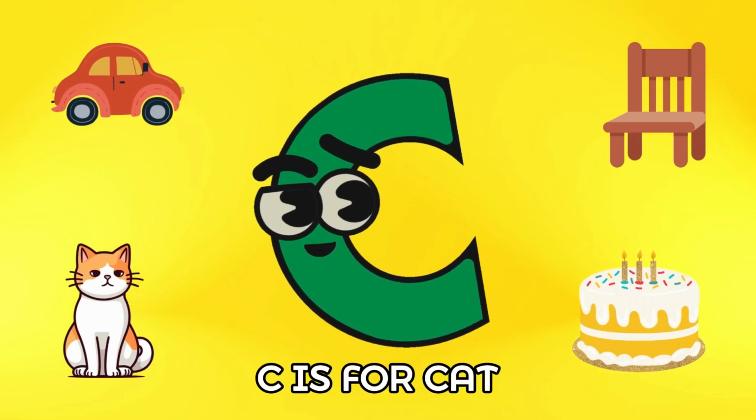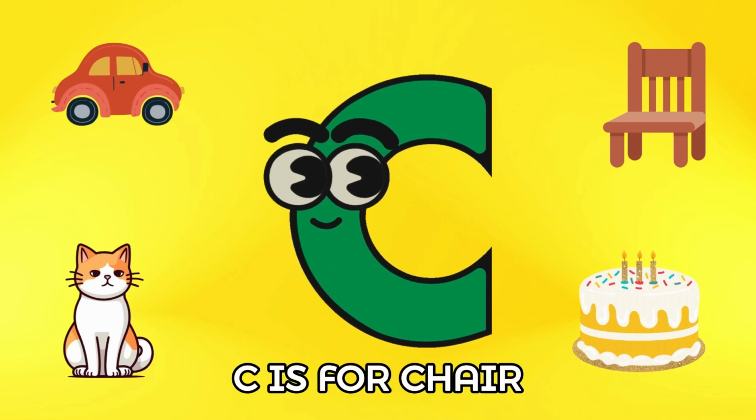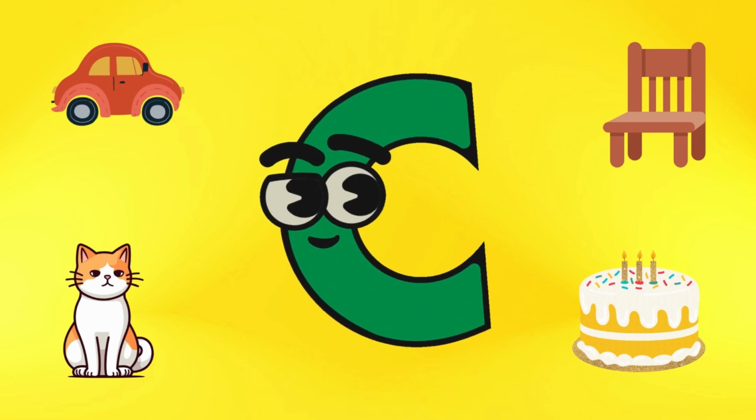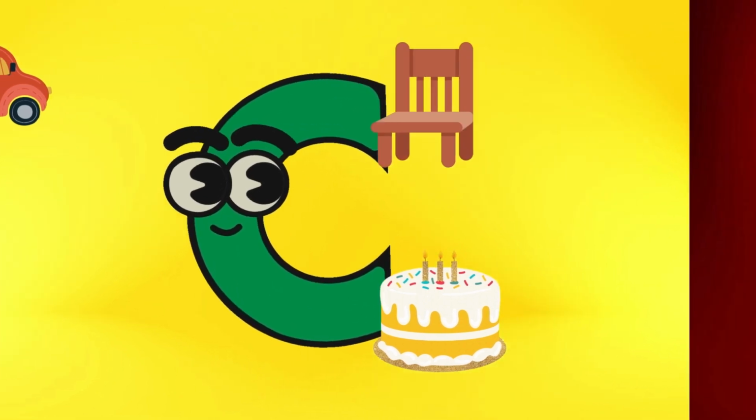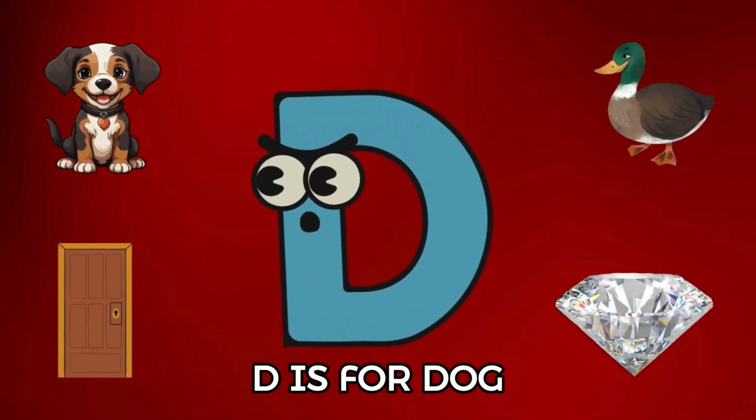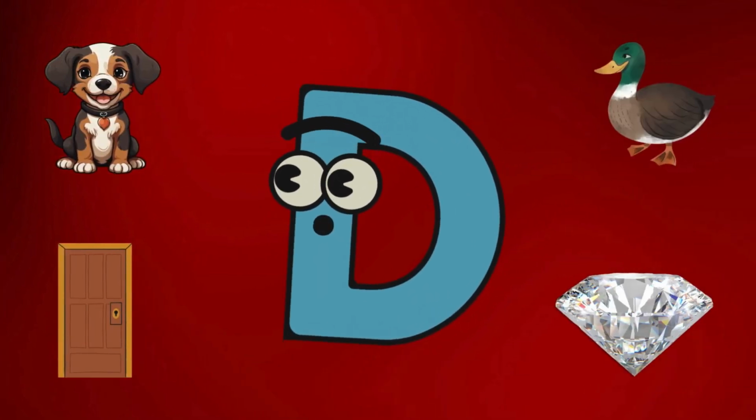C is for cat. C is for chair. C is for cake. D is for dog. D is for door.